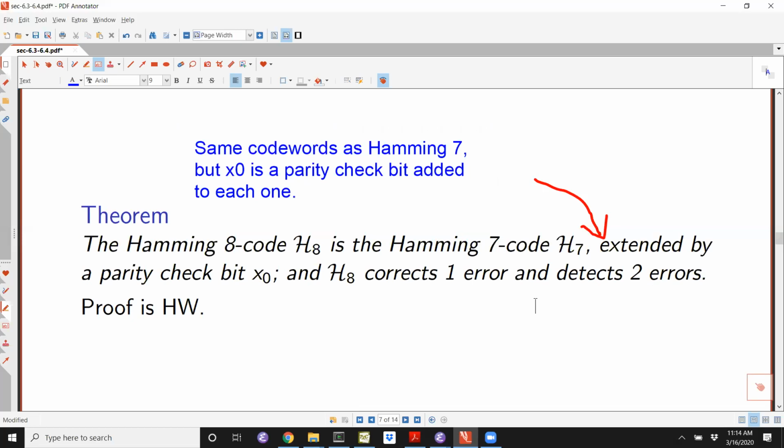And as you'll see on the homework, the Hamming 8 code corrects one error, just like the Hamming 7 code does, but also detects 2 errors. Because one thing that happens with the Hamming 7 code, as I was answering Ishan's question earlier, is that if you make 2 errors, you can't even really detect that. It'll correct it the wrong way. And the proof is in your homework.